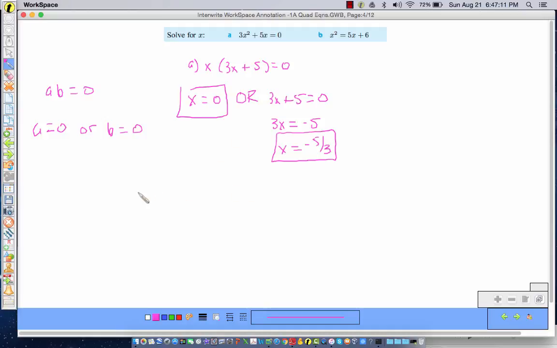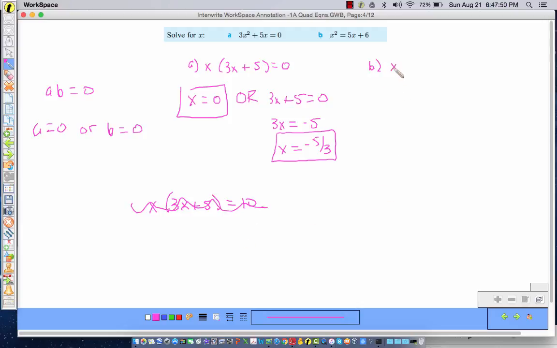Yes? Note, if this was x times 3x plus 5 equals 10, you can't set x equal to 10 and 3x plus 5 equal to 10. It doesn't work. It's the zero product principle. Understand what you're doing here. You're having something times something equals 10. These would have to be factors of 10, like 2 and 5, or 1 and 10, or 1.5 and whatever times 1.5 equals 10. So you can't use that principle here. That is a common error.